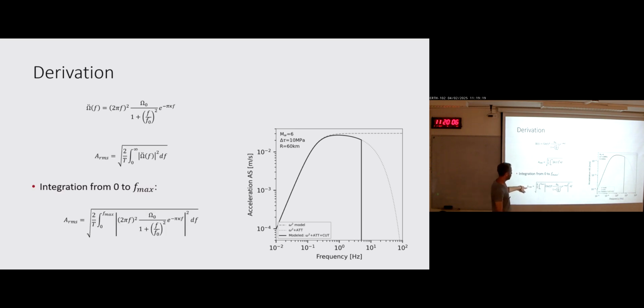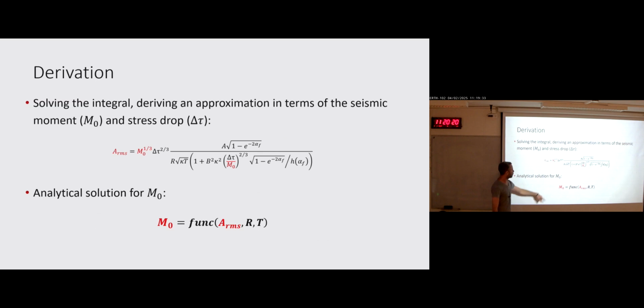Calculating the RMS of this model, we have to integrate between 0 and some maximum frequency. This maximum frequency is associated with the fact that there is high frequency noise that we want to filter out. We solve this integral, get something very ugly. We get an approximation to this equation, and we have acceleration RMS as a function of seismic moment and all sorts of parameters. Because this is analytical, the solution for the seismic moment is also analytical. The equation is not so nice, so I'm not showing it here. But we do have an analytical solution, a very simple equation, that's a function of acceleration RMS, distance, and time.